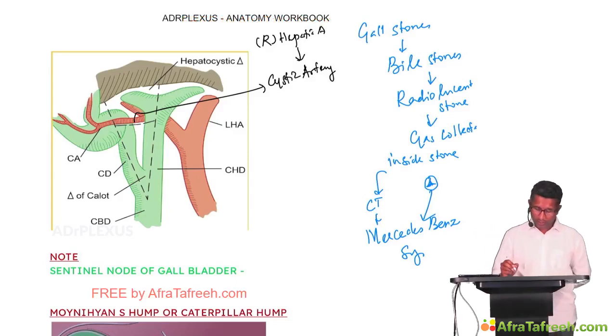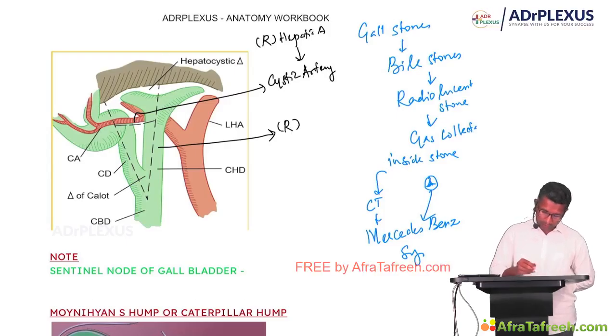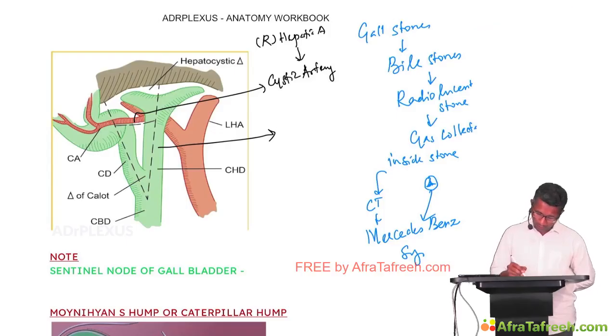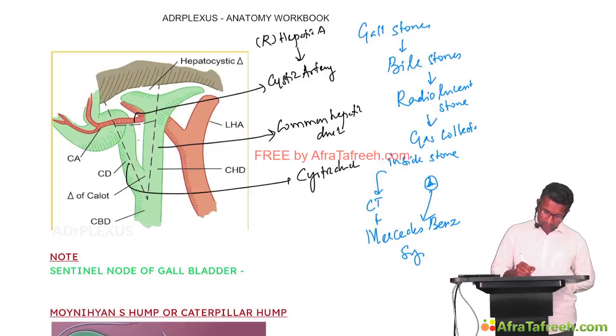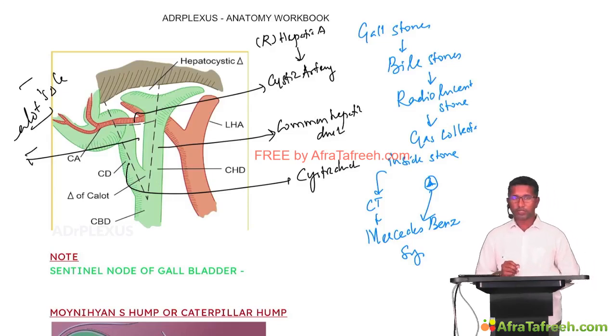This triangle is formed by the cystic artery above, the common hepatic duct on one side, and the cystic duct on the other side. What is this triangle, guys? This triangle is called Calot's triangle.